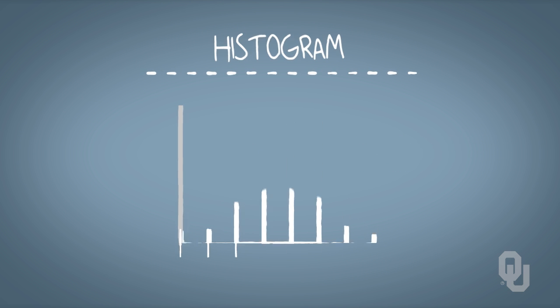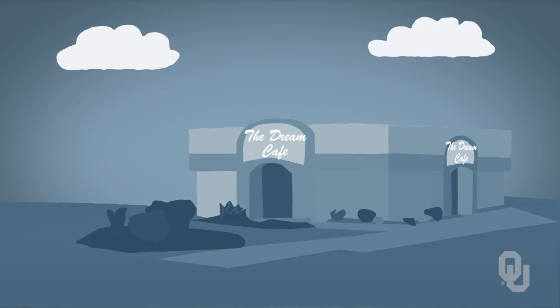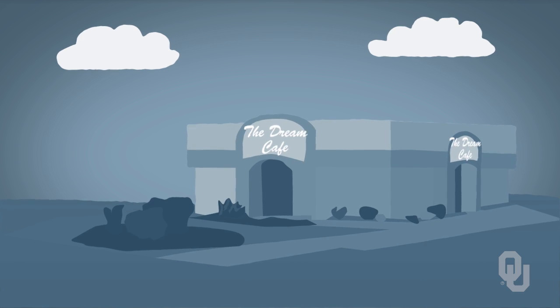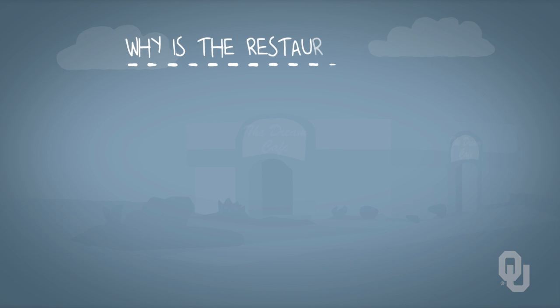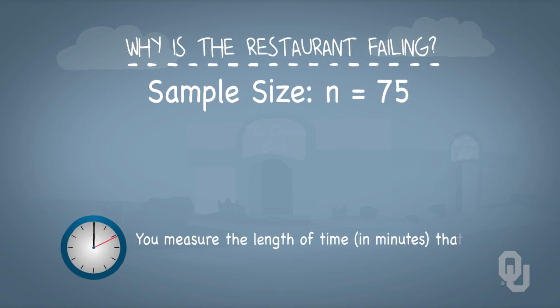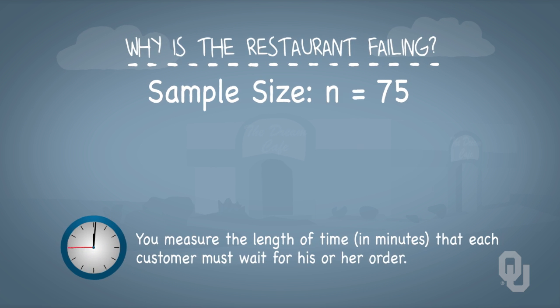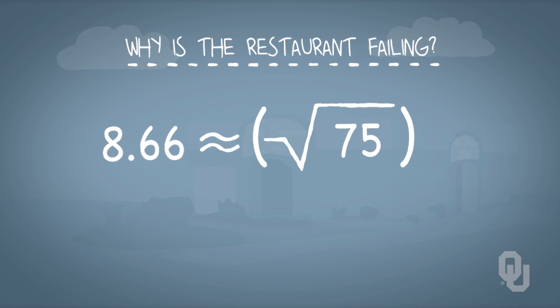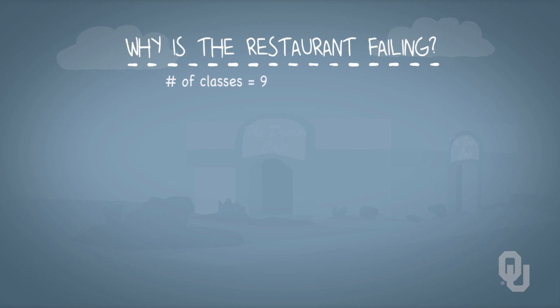Say you're an industrial engineer hired by Babu Bhatt to study the food preparation process at his failing Pakistani restaurant, the Dream Cafe. You collect a random and representative sample of n equals 75 customers to the cafe, and you measure the length of time, in minutes, that each customer waits for his or her order. Let's take a look at the data and generate a histogram. We first find the number of classes as the square root of 75, which is 8.66. We round up to 9, so we'll divide our data into 9 different classes along the horizontal axis.